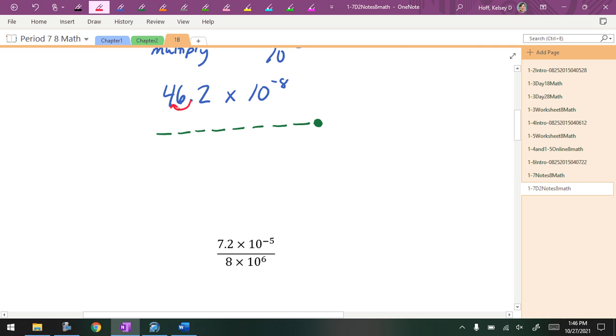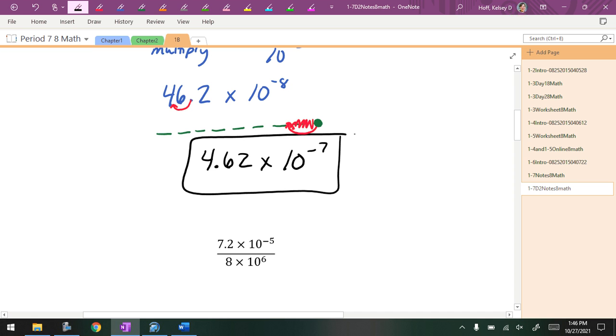Move it to the left, yes? In your dash diagram, move it to the left. What happens? That one goes away. So I have 4.62. Now, how many dashes are remaining? 7. Which side of the decimal are they on? So what does that tell you about your 7? It's a negative 7.